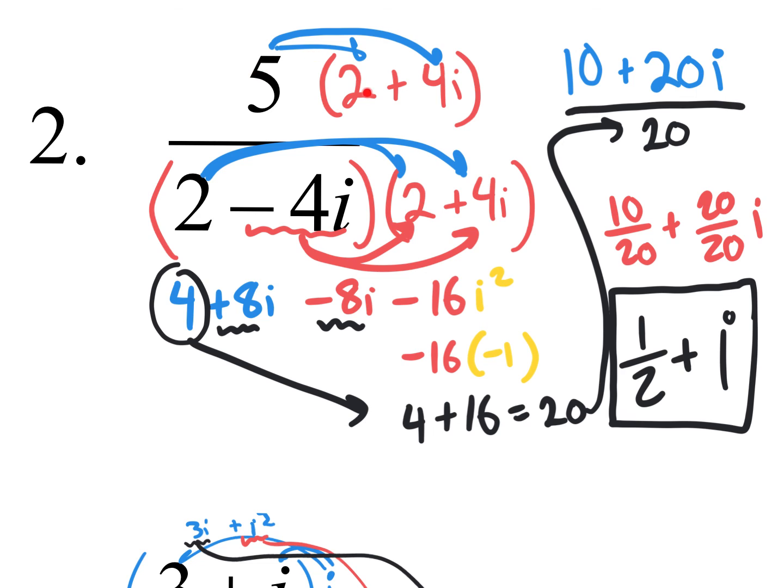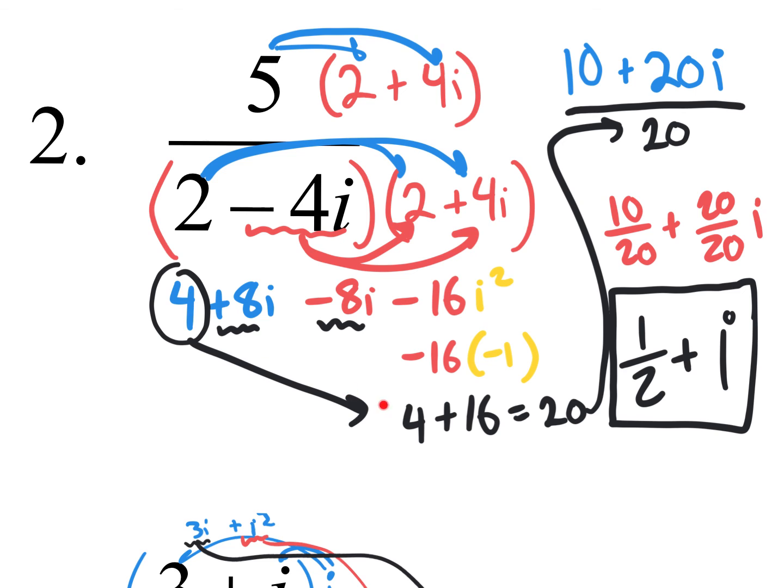When you distribute, 5 times 2, you get 10. 5 times negative 4i, you get negative 20i. 2 times 2 is 4. 2 times 4i is 8i. Negative 4i times 2i is negative 8i. Negative 4i times positive 4i is negative 16i squared. Remember that i squared is a negative 1? So you have negative 16 times negative 1. That's a plus 16.